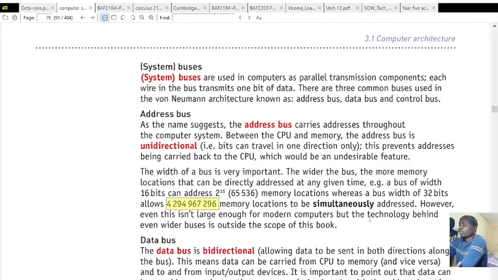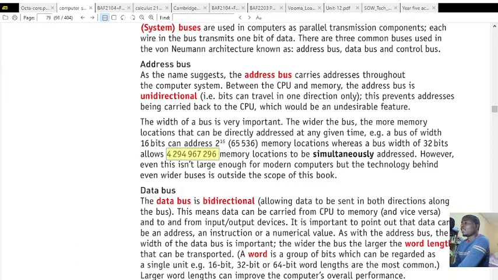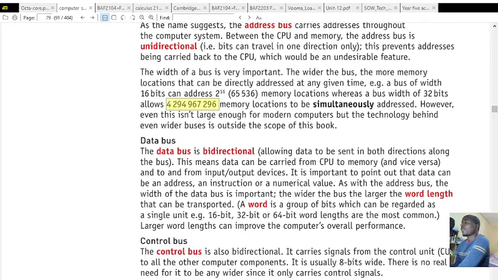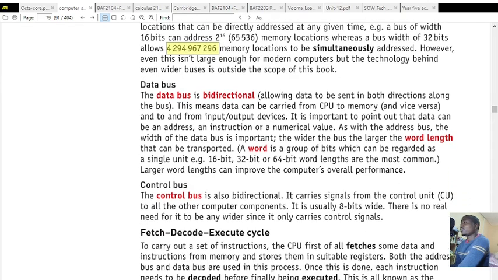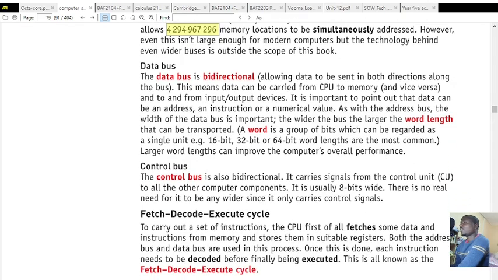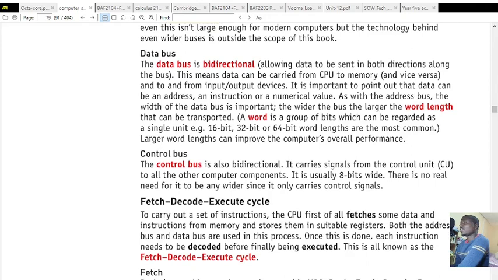So it is important to point out that the data can be an address, an instruction, or a numeric value that is being ferried between the memory gadgets, that is the register and the memory location, and where the data is being executed.